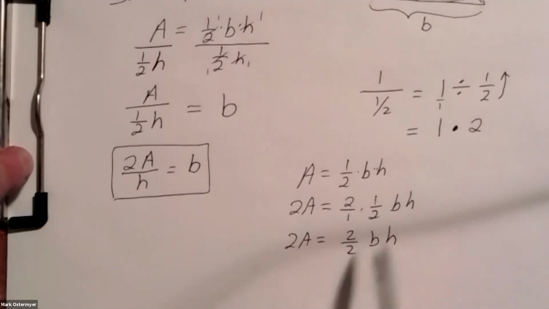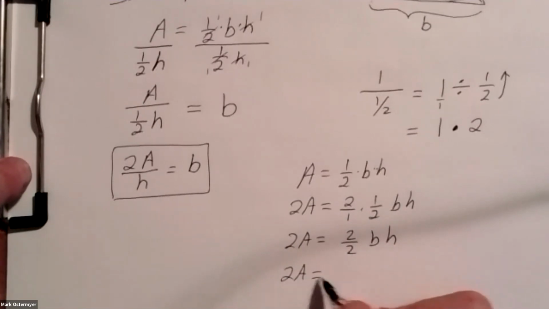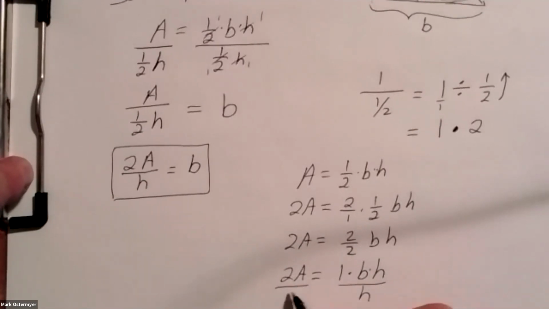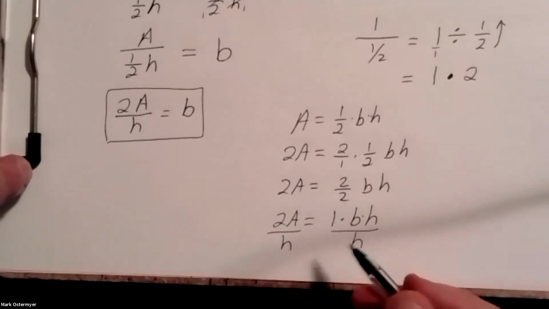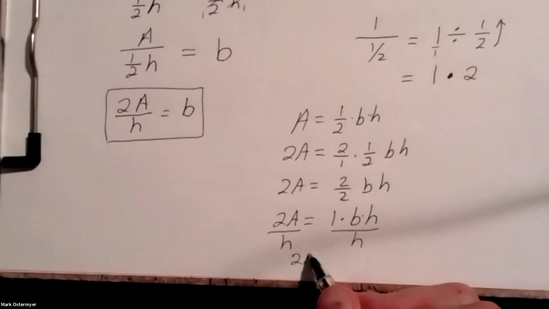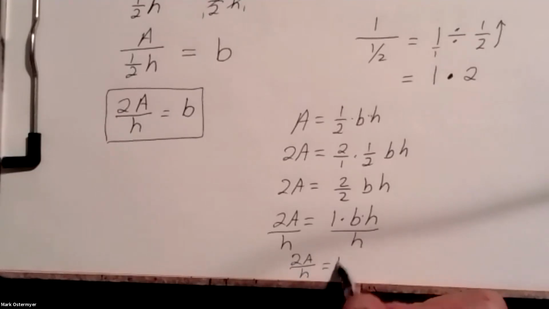So this is 2A is equal to 1 times B times H. Now, ladies and gentlemen, to get B by itself, we have to divide both sides by what? H, correct? Got to divide the left by H. And do you agree that I get the same answer that I got over here? 2A divided by H is equal to B.